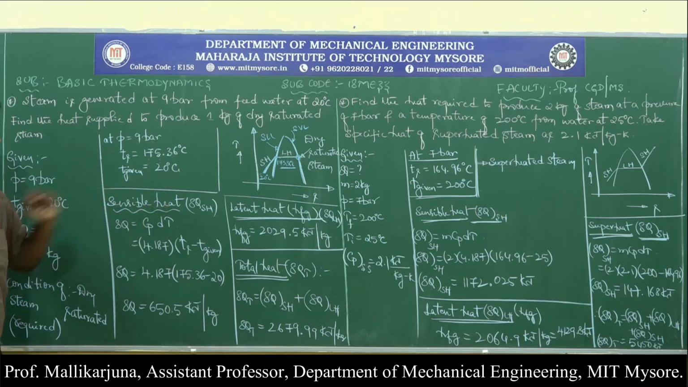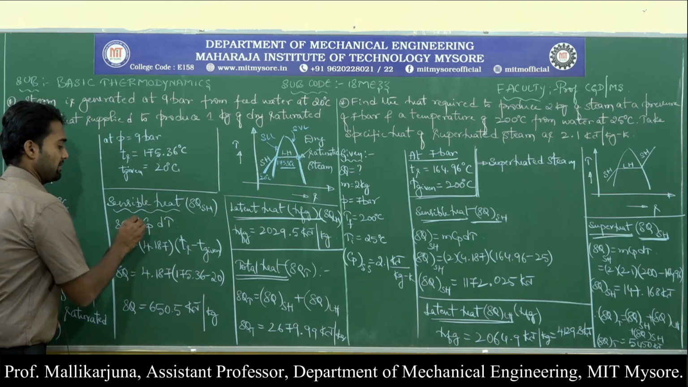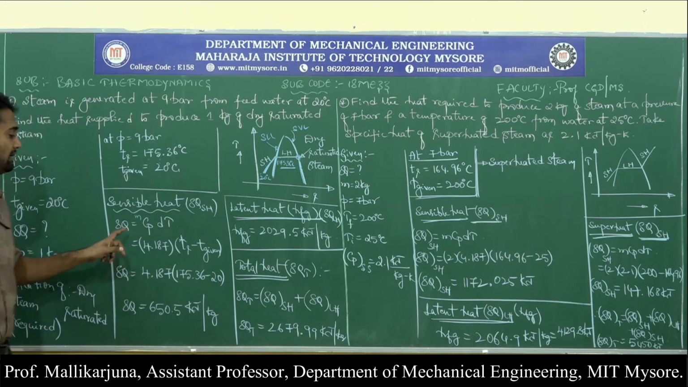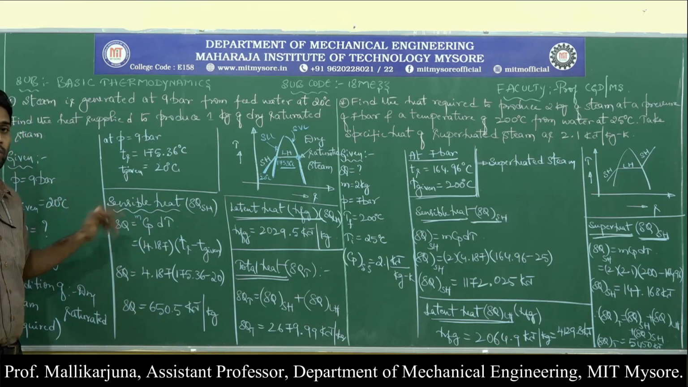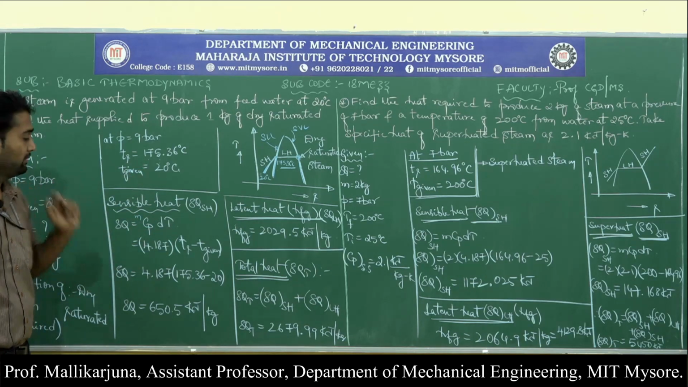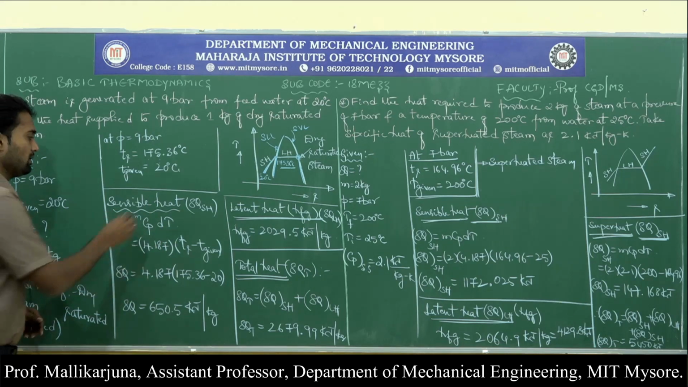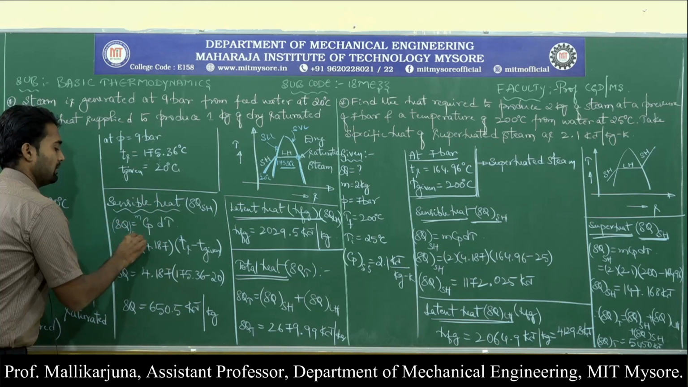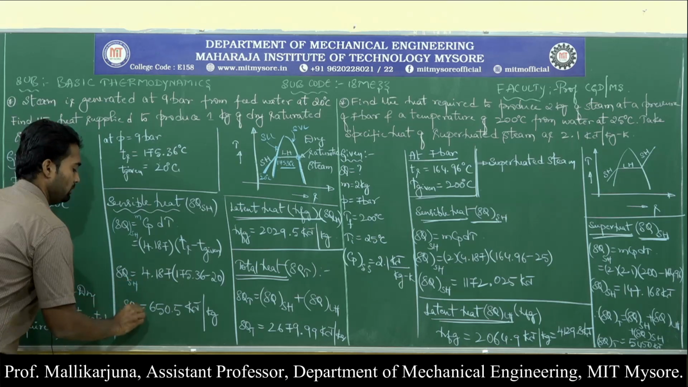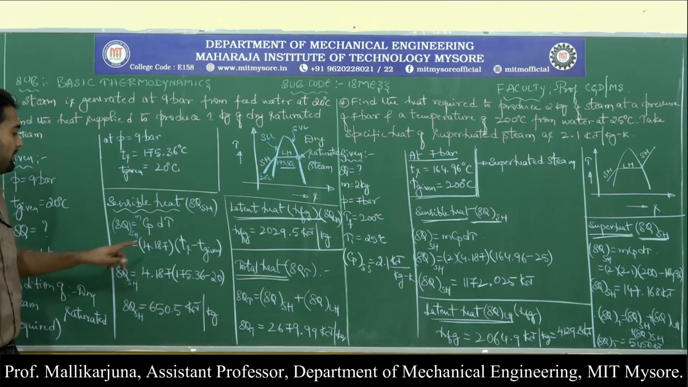Initially I need to go for sensible heat. I have written the sensible heat equation here. Since the mass of this water is given as 1 kg, delta Q is equal to m Cp delta T. The formula is m Cp delta T. Since m is equal to 1, I have eliminated the m. So now I will be left with Cp dT, the difference in temperature. Delta Q is nothing but the sensible heat.